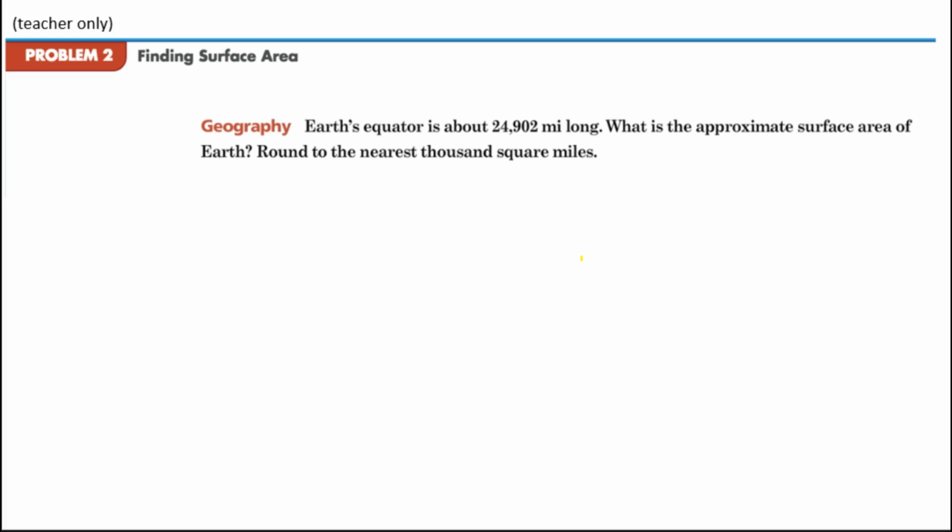So my question here that you don't have in your book says Earth's equator is about 24,902 miles long. What is the approximate surface area of Earth, rounded to the nearest 1,000 square miles? Well, again, the formula for surface area hasn't changed. It's still 4 pi radius squared. The problem is, do they give me the radius? No. So what is this 24,902 miles long?